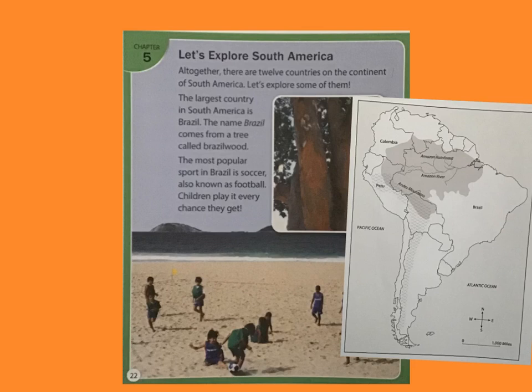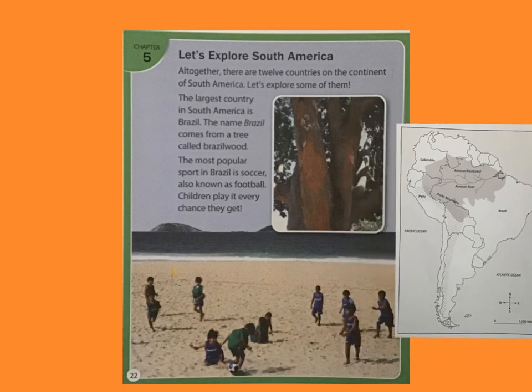The largest country in South America is Brazil, and Brazil is located all around here. It's a big part of South America. The name Brazil comes from a tree called Brazil wood, and that is right here. The most popular sport in Brazil is soccer, also known as football. The children play it every chance they get, so look at them down here.